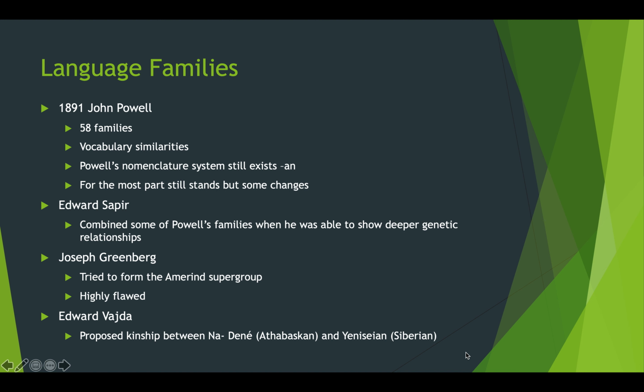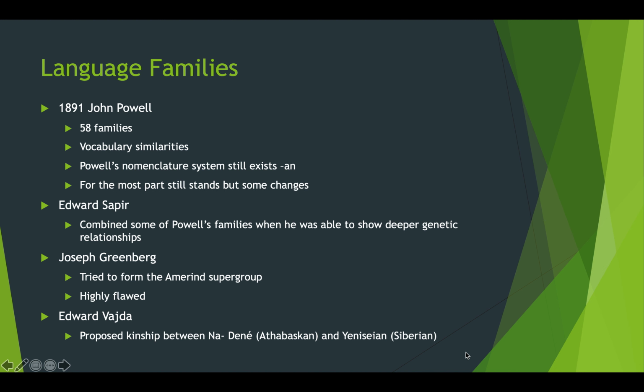So when it comes to studying language families in North America, there's several people who have studied them. John Powell in 1891 theorized that there were 58 language families in North America. He used vocabulary as one of the main things to show these similarities. We still use the nomenclature, or the naming system, that Powell invented, of adding the AN on the end of the languages. So you have like Muskogean, Caddoan, Siouan for the different languages. For the most part, these language families still stand, but there's been some changes.